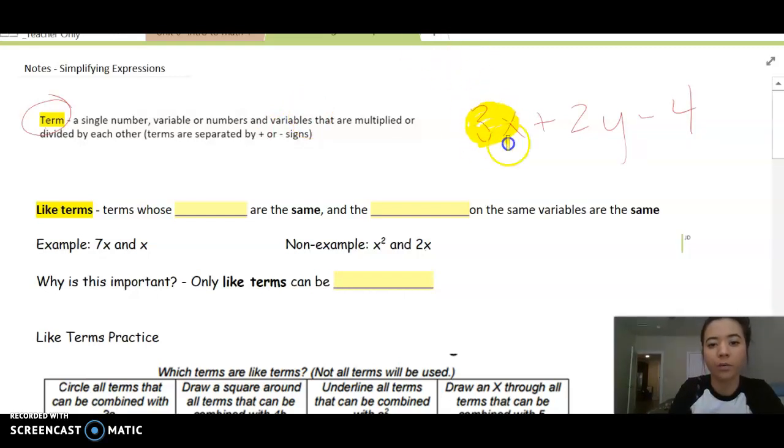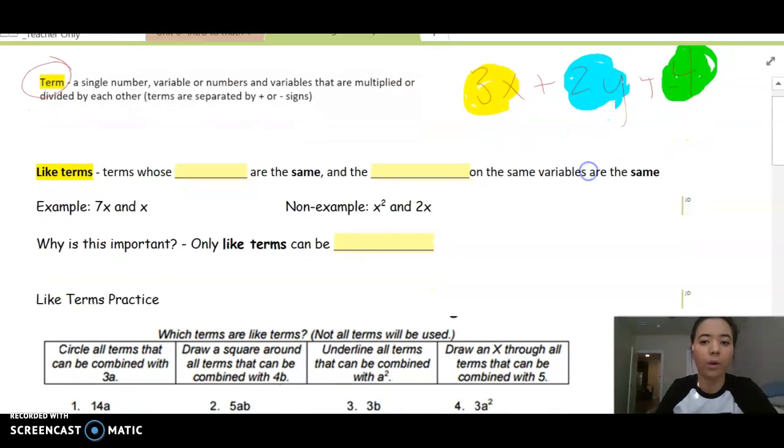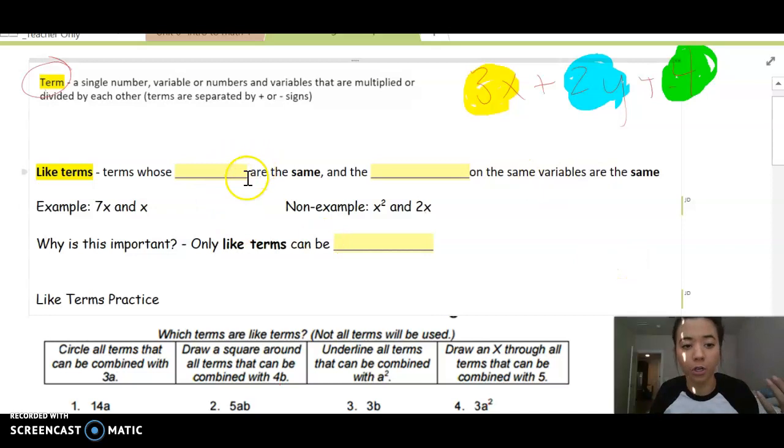So this is one term right here, my 3x. This is one term, 2y. This is one term, my 4. Now this 4 here is actually, we're going to keep change, a negative 4. So that's what a term is.